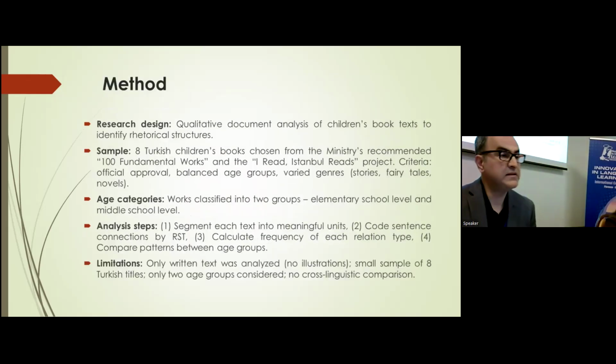I can give some details about the methods that we applied in our study. It was a qualitative document analysis, and we applied it to children's books. As I told, we selected 8 Turkish children's books chosen from the ministry, the national education ministry. The ministry recommends 100 fundamental works, and the second source is the I Read and Istanbul Reads project. They also selected some children's books. Age categories were classified into 2 groups: the elementary level and the middle school level. In Turkey, we have primary school and secondary school. We call it elementary, or we can call it middle school. And the analysis steps: segment each text into meaningful units. I mean, what does it mean with units? The nucleus and the satellites of the sentences, and code sentence connections by RST, and calculate the frequency of each relation type.